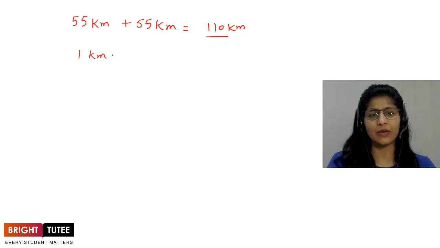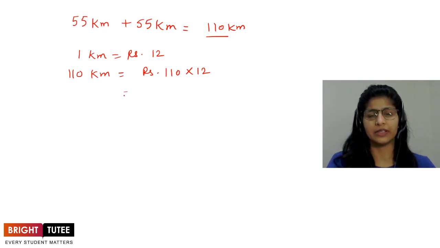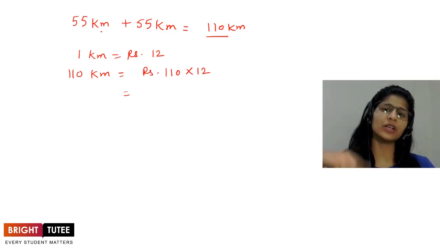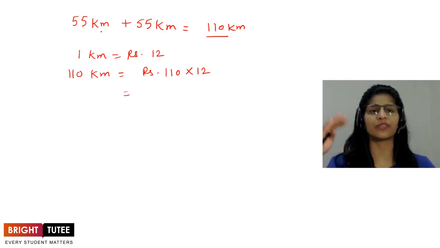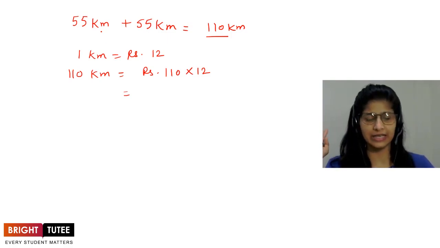For 1 kilometer we have to give rupees 12. Right? For 110 kilometer we will give 110 into 12. This is the money that we have to give. I don't think there is a confusion in this. 55 kilometer you will go to the picnic place, and then you are going to come back to school. So 55 plus 55, it is 110.